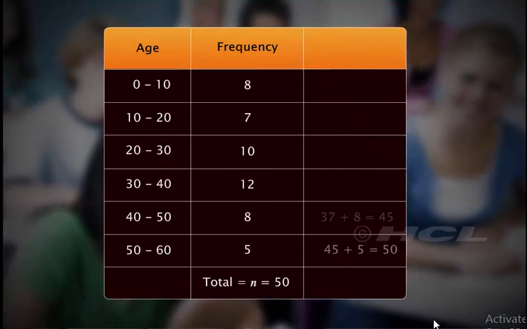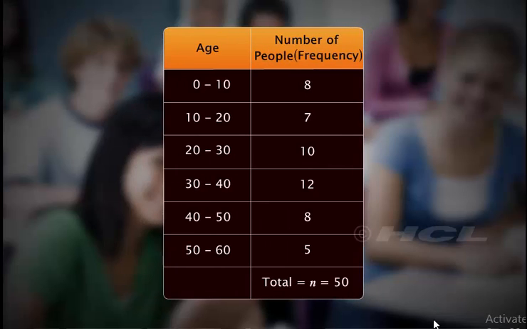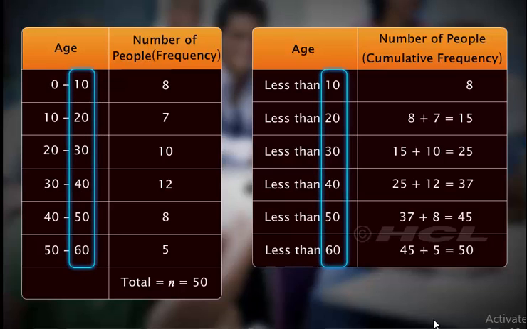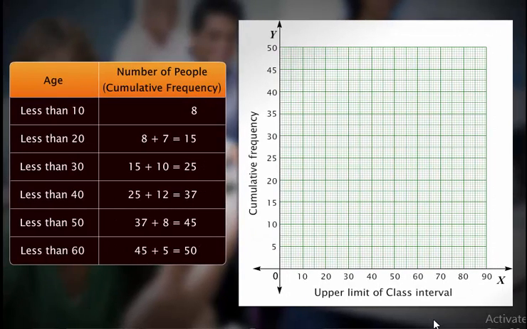Let's consider this data that represents the number of people falling in a particular age group. Let's first write this frequency distribution as the less than type cumulative frequency distribution. Notice that we have taken the upper limit of the class interval and the corresponding cumulative frequency. To represent the cumulative frequency distribution of less than type graphically, we take the upper limit of the class interval on the x-axis and the cumulative frequency on the y-axis by choosing the appropriate scale. Notice that the scales on the x-axis and the y-axis may be different.